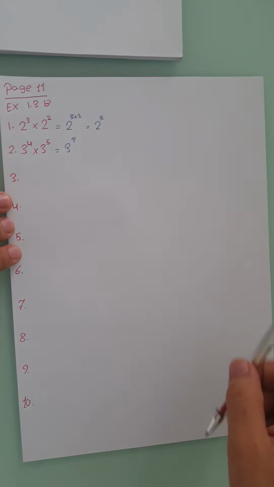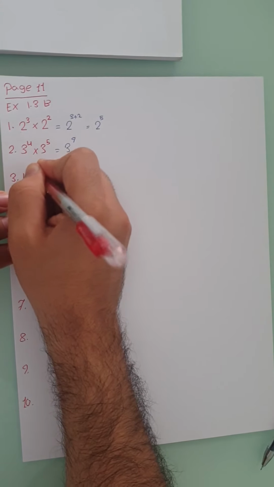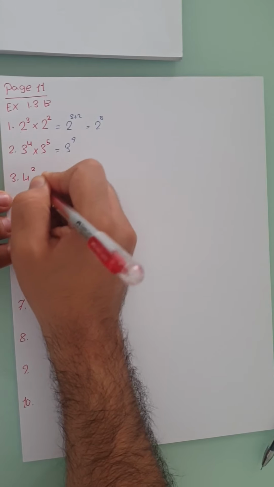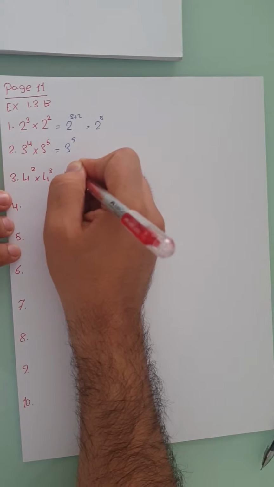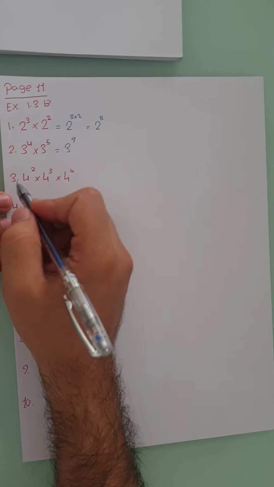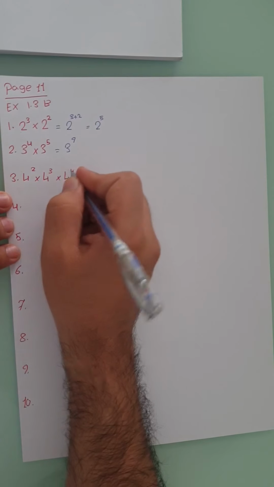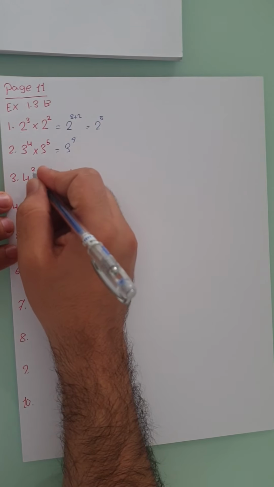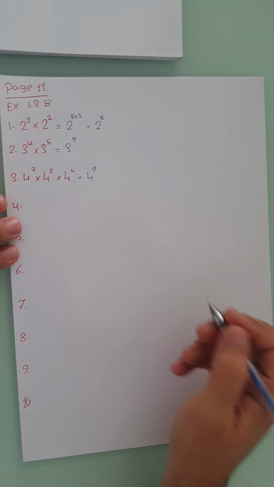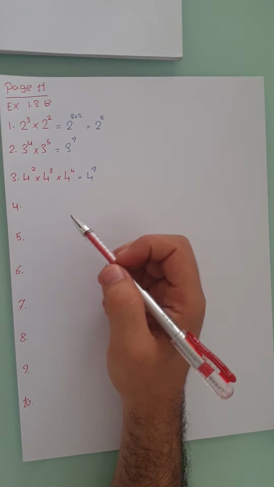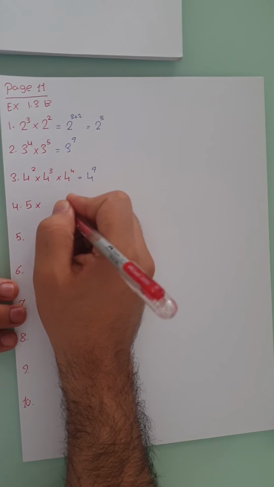Okay, now question 3 says 4 to the power of 2 times 4 to the power of 3 times 4 to the power of 4. You have no problem, even though there are 3 values over here. Since they are the same base, I'm going to write the same base. Then now 4 plus 3, 7, plus 2, 9. Okay, now question 4. We have 5 times 5 to the power of 2.